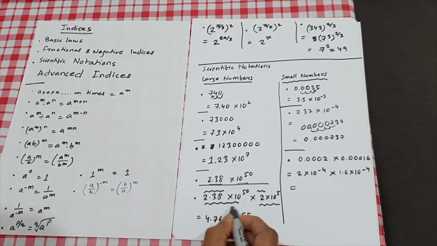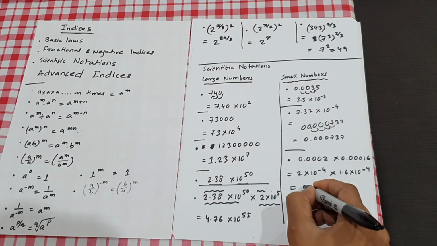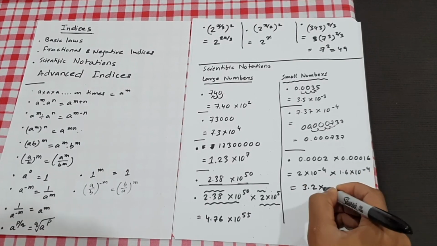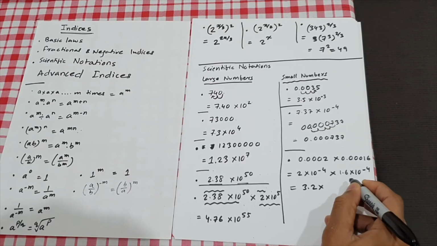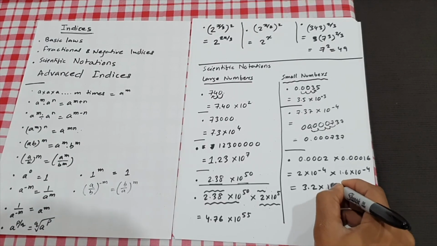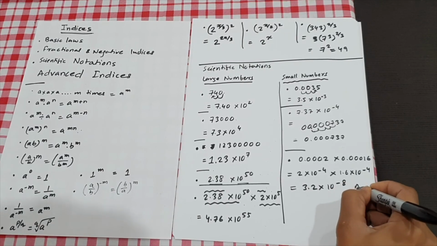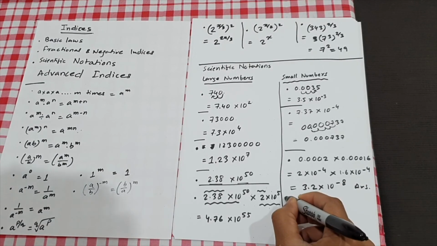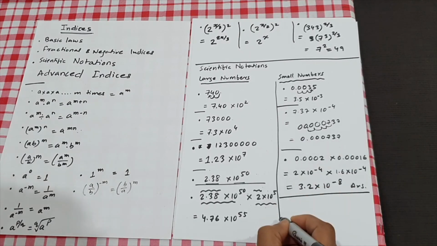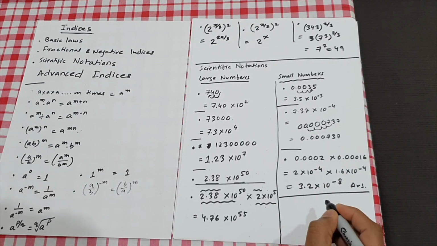Now, similar to what we did here, we can multiply 2 and 1.6, that gives us 3.2, and 10 to the power minus 4 times 10 to the power minus 4 is 10 to the power minus 8. That's the answer. Although this is pretty straightforward, we'll do one more problem and then we will finish this.